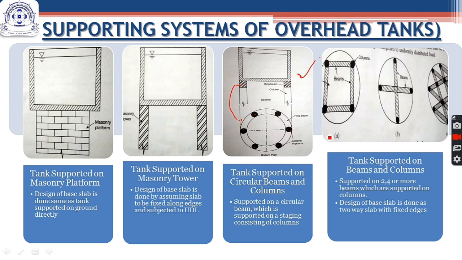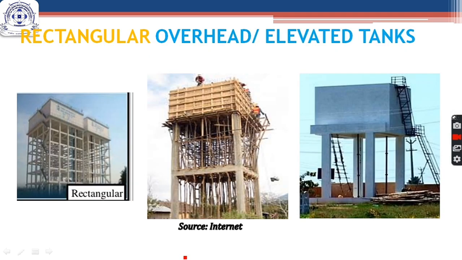Next is tank supported on beams and columns. Here also beams are provided, but these are not circular beams. As you can see in this figure, 4 beams have been provided to support the tank, and 4 columns have also been provided. In this particular circular tank, 2 beams and 4 columns have been provided to support the tank. In this particular tank, many beams have been provided in a zigzag manner to support the circular tank. So any of the supporting systems can be adopted.